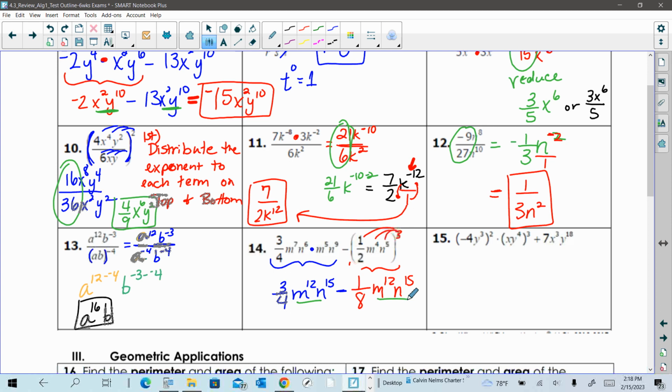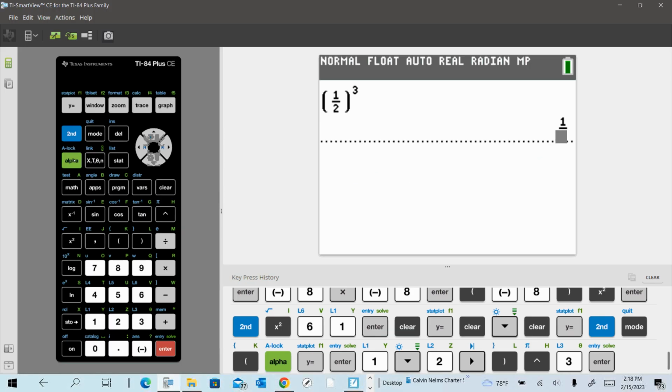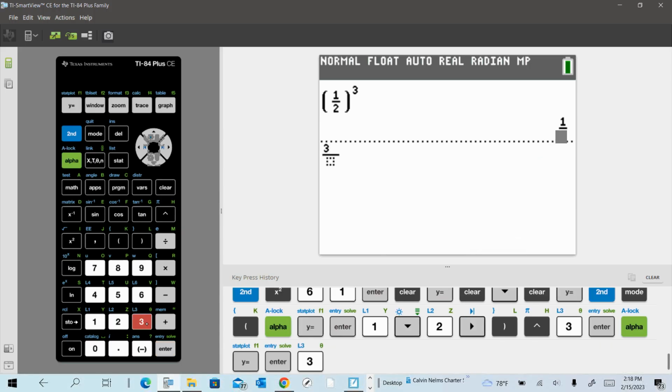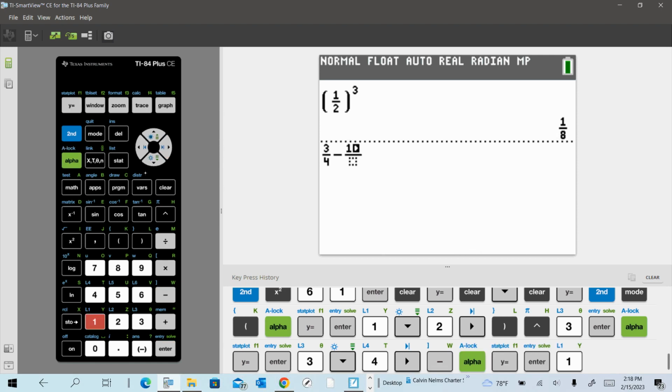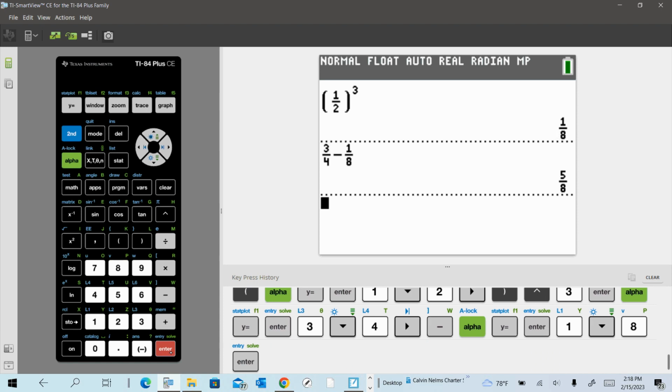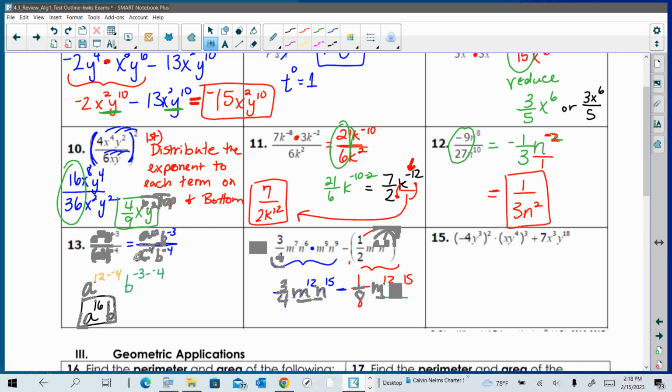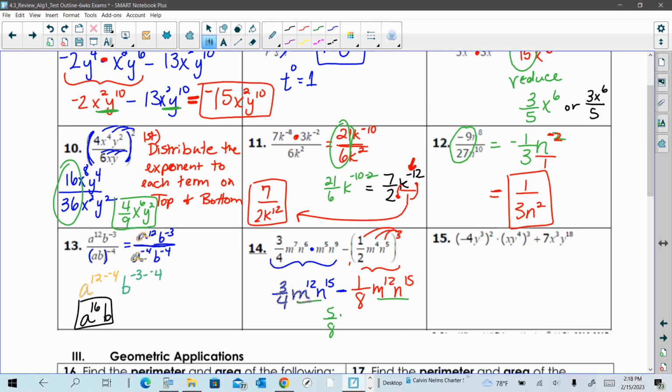So now we're just subtracting. And so we have to subtract the 3/4. So if you go into your calculator, minus the 1/8, it will do it for you. Okay, if you're not strong about fractions, don't let the fractions scare you. So we get 5/8 m to the 2nd power, n to the 15th power. I know I kind of ran out of room there, but that is our answer.